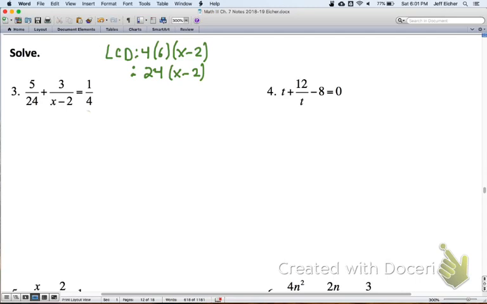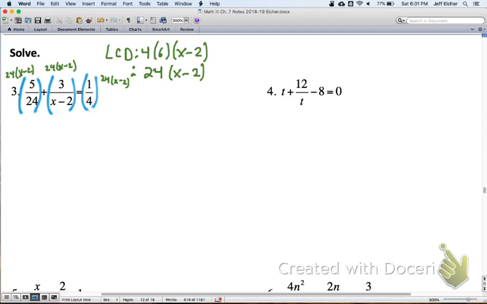So multiplying, we're going to multiply this one by 24 times x minus 2. We're going to multiply this one by 24 times x minus 2. And we're going to multiply this one by 24 times x minus 2.